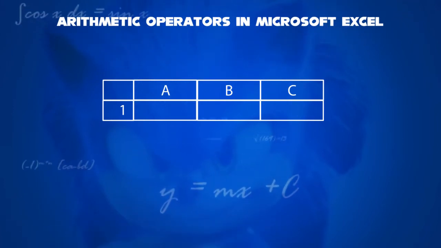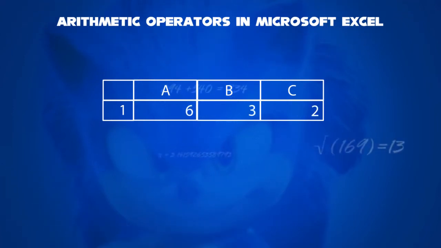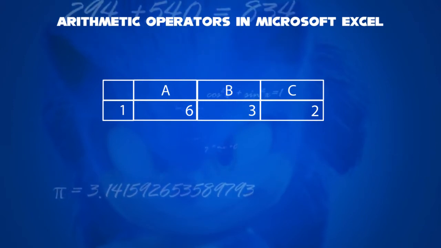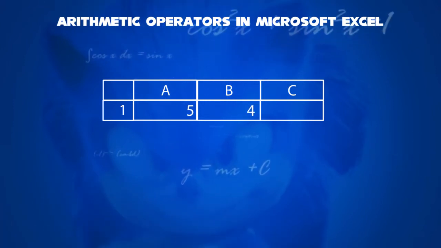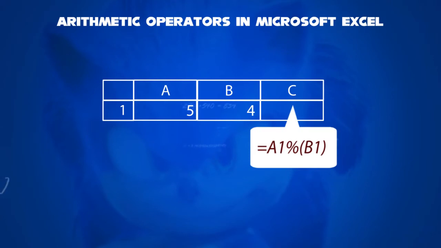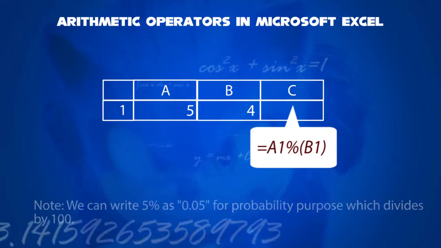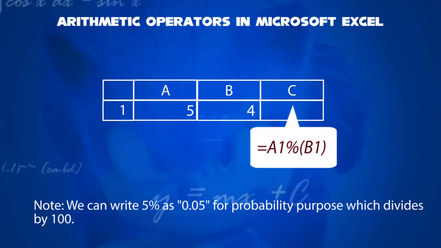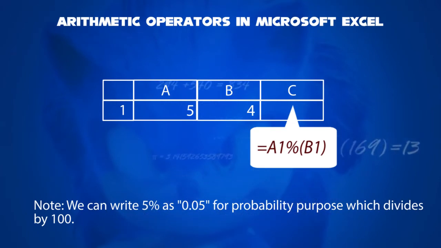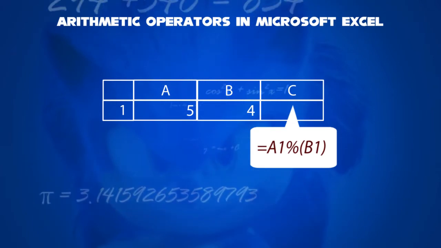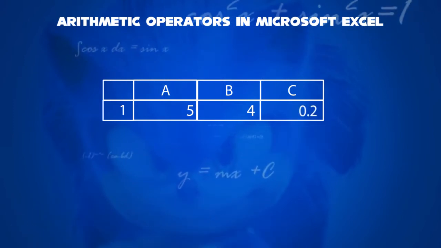Without decimals, the numbers are divisible, like 6 divided by 3 is 2. Fifth, the percent sign operator lets you divide by 100. Back to these two values, 5 and 4, 5% can be written as 0.05 for probability purposes. So we can write A1% B1, or 5% of 4, is 0.2.